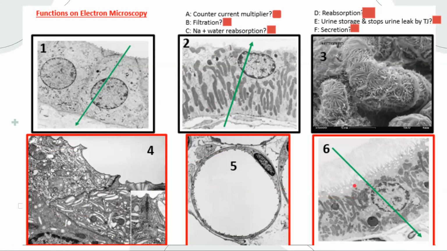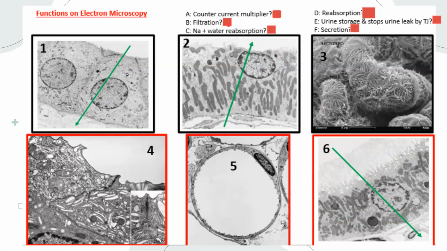And then lastly, we have number 6. We can see the abundance of microvilli, and there are so many mitochondria. What kind of cell do you think this is? PCT. All right, that's totally right. This is part of the proximal convoluted tubule.